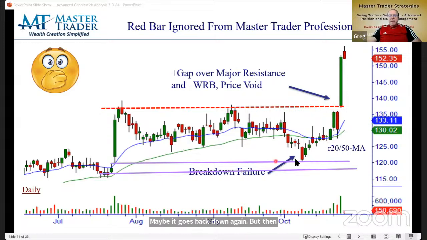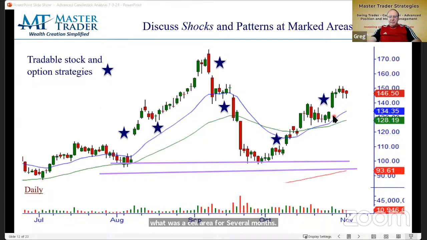So I'm explaining all of this to you to put this gap up in the context of what preceded it and why this was a bullish gap. It gapped above the high of a red bar, and it gapped above what was a sell area for several months. It should keep going up. It's starting to make sense.